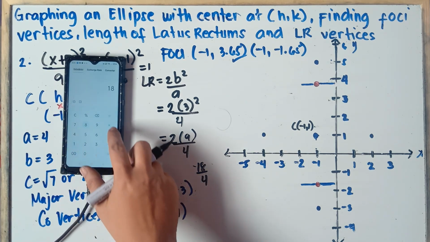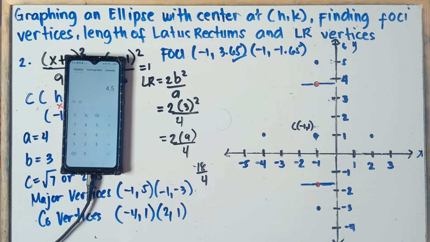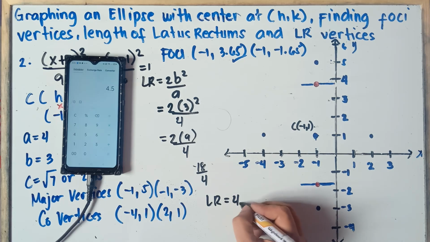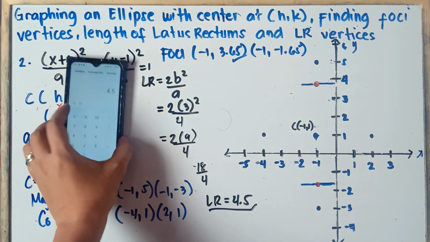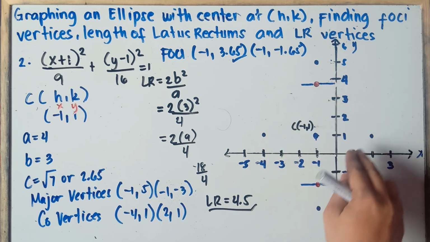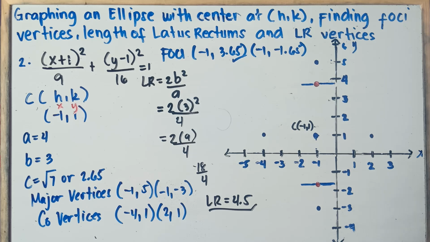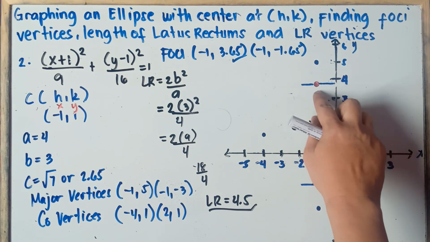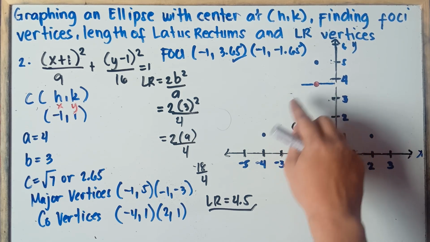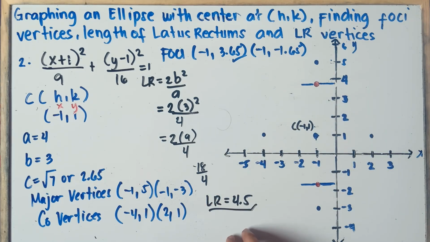So 18 divided by 4, we will have 4.5. So the latus rectum is equal to 4.5. Once again, class, the total length is 4.5 for the latus rectum. Now we need to divide this by 2 because we need to move half units going to the right from this given focus and another half units going to the left. Half units for the latus rectum, class.